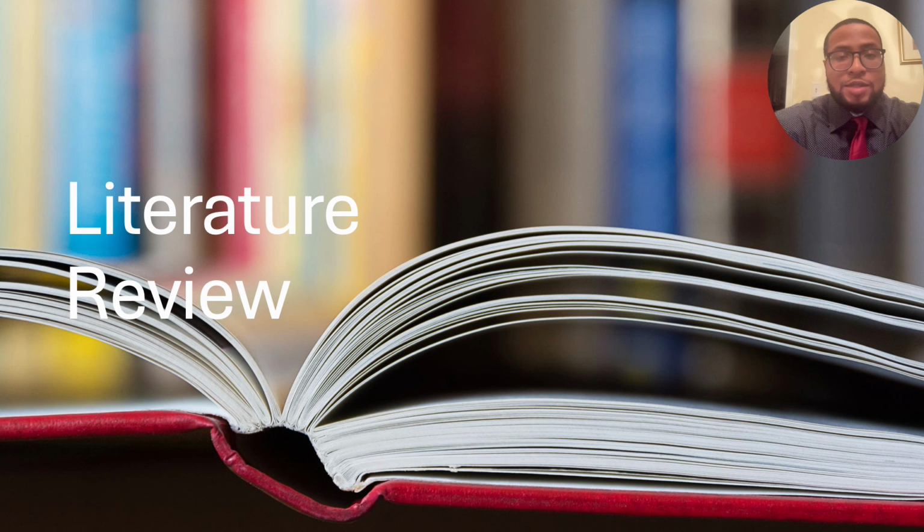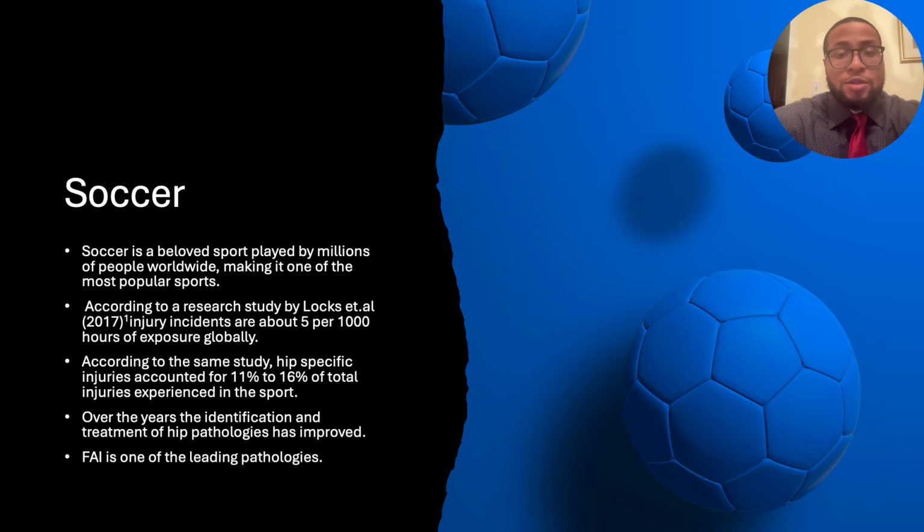All right, so now we're going to delve into the literature a little bit. Soccer, as we know, is a beloved sport that's played by millions. According to an article by Locks et al., the injury incidence is about 5 per 1,000 hours of exposure globally for this sport. Based on that same article, 11 to 16% of these injuries are hip-related injuries, and FAI is one of the injuries that is pretty prevalent amongst that 11 to 16%.